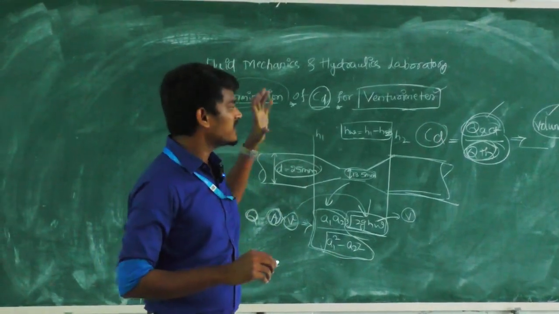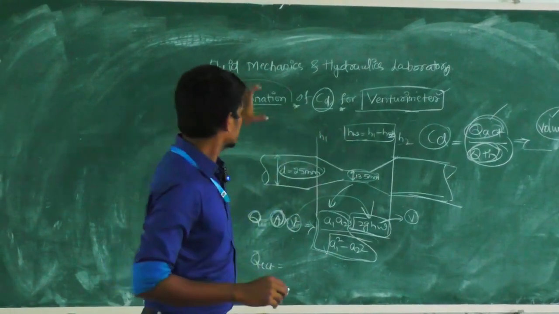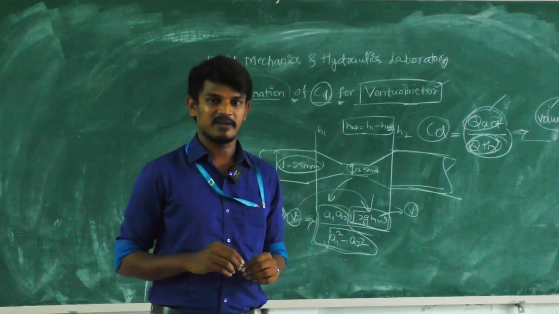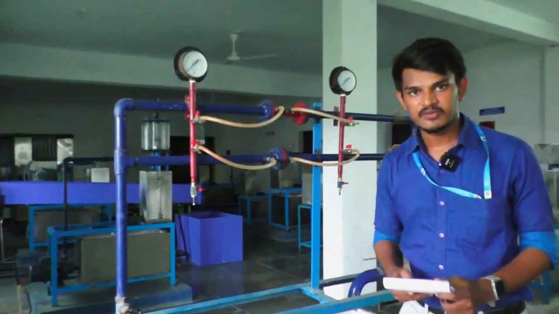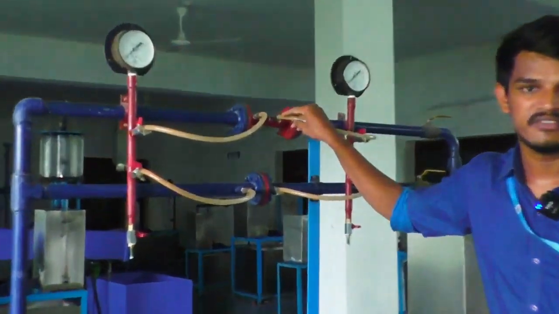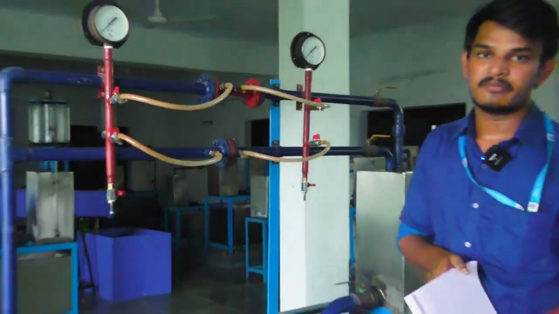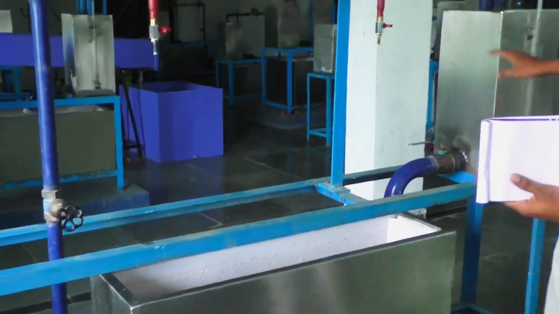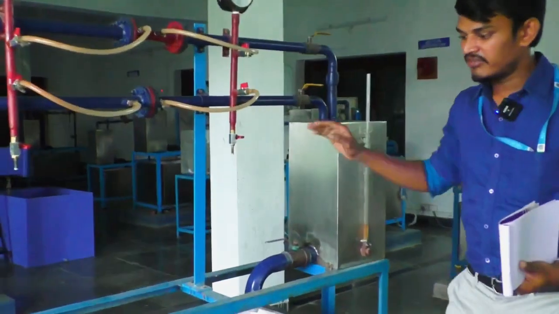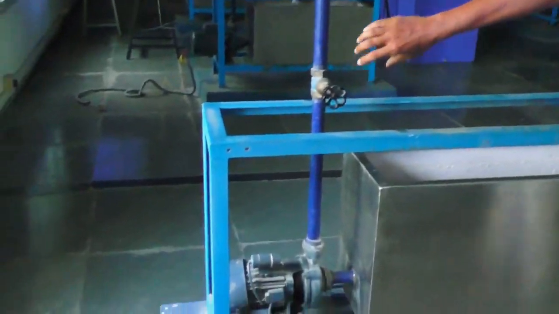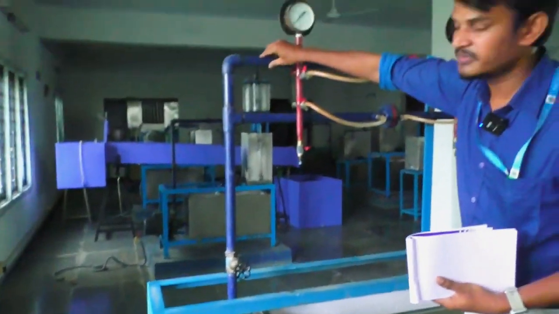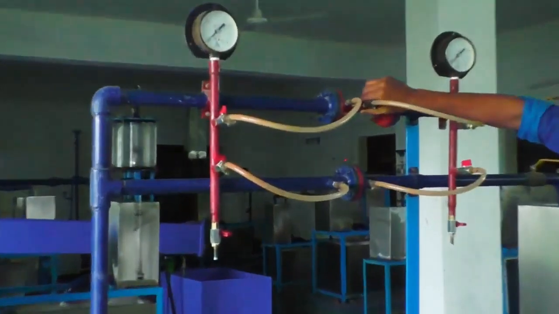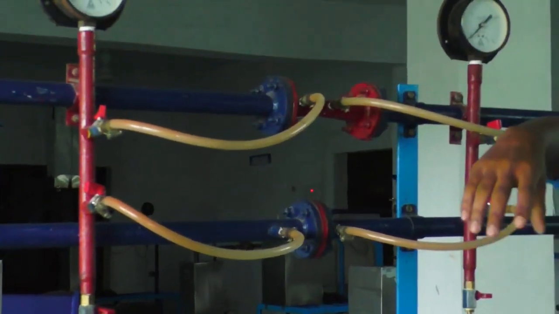So we have seen the importance of finding CD using venturimeter and the procedure for doing that. Now we will do the actual experiment. We will see the setup. We have a reservoir here, and we have a collecting tank, and we have a motor supply here. From this we will get the water using this pipe. And this is the arrangement for the Venturi, as I have explained in the video earlier.